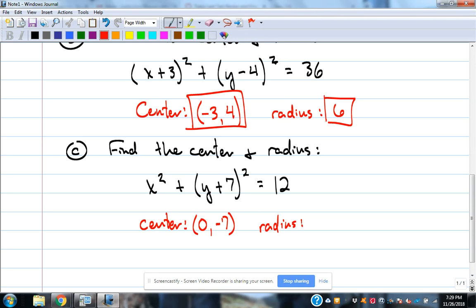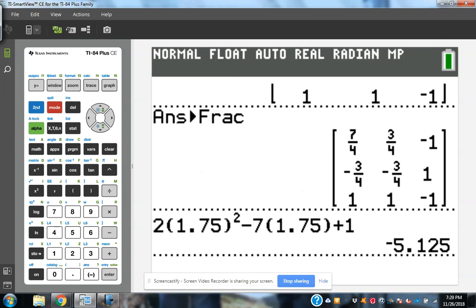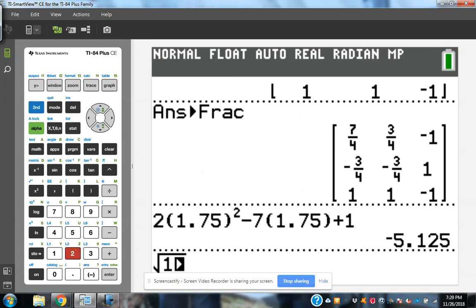What would the radius be? Square root of 12, but that can simplify. Remember that we can break that down. That's 4 and 3, 2 and 2. A pair of 2, so that's 2 radical 3. And as a decimal, the square root of 12.